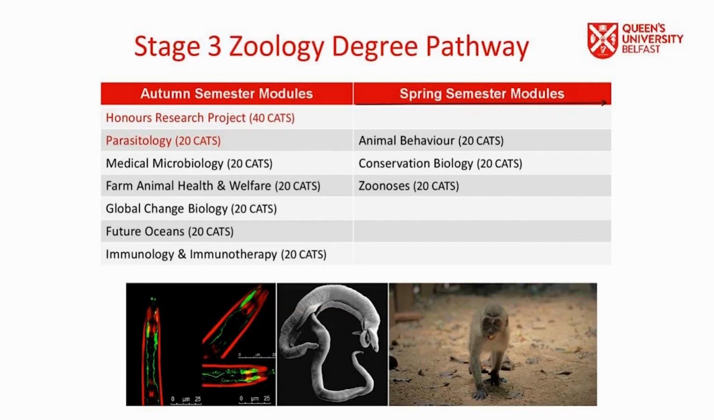In the spring semester, you will complete the 20 cats of your honours research project and choose another 40 cats from animal behaviour, conservation biology, and the highly topical zoonoses, considering the recent COVID-19 pandemic outbreak that we're actually currently living through, and an example of a zoonotic disease.